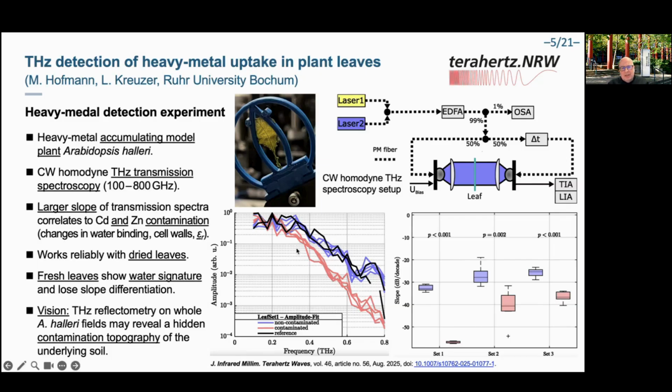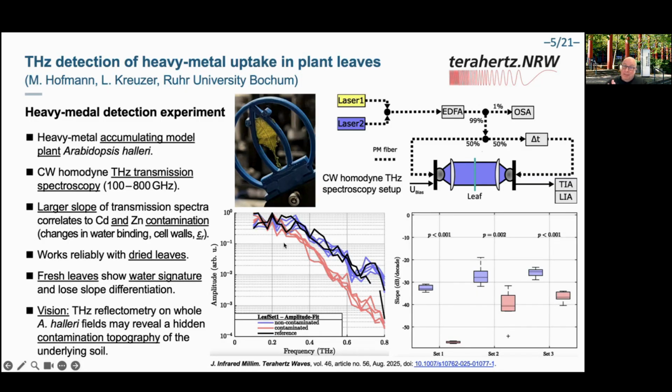And the question is, what is the underlying mechanism that alters the transmission in the contaminated leaves? This is an open discussion. One conjecture is that it changes the water binding features within, let's say, the plant tissue, or it also interacts with cell walls. From a more engineering perspective, we can also say it alters the complex dielectric function, namely due to the presence of ion binding. But this is, as mentioned before, still an open issue.